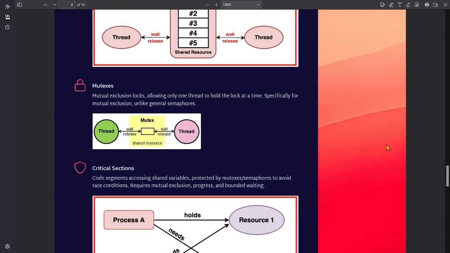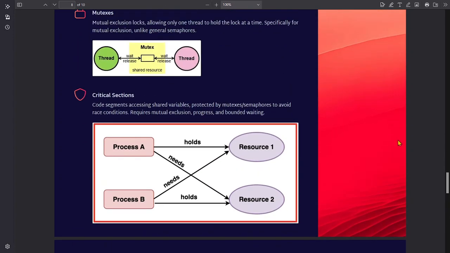Moving on to critical sections, where shared data is accessed. The shared data pool that is accessed must be protected using these tools so that only one process can access it at a time, so one process does not overwrite another process. Good synchronization ensures mutual exclusion, progress, and bounded waiting, keeping the system stable and error free.